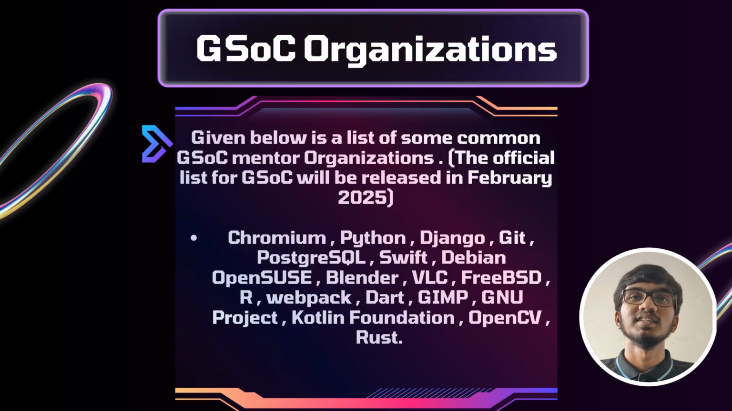Now let's explore some of the popular organizations that have participated in the past GSoC programs. As shown, here is a list of some well-known organizations: Chromium, Python, Django, and many more. Keep in mind that this is just a sample list, and the official list of participating organizations for GSoC 2025 will be released in February.